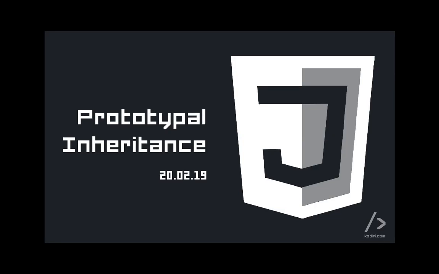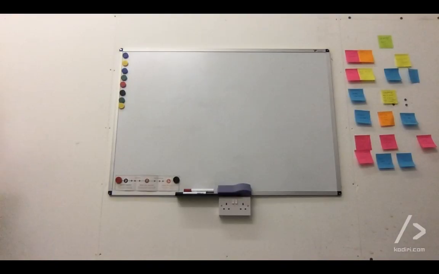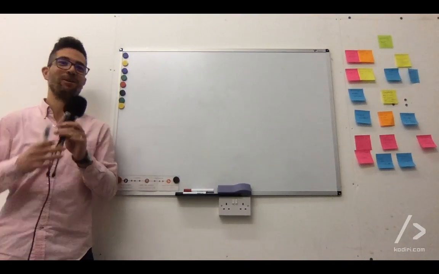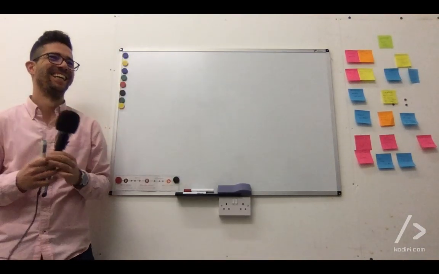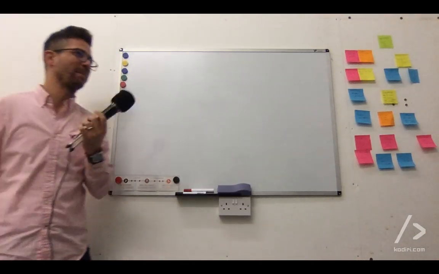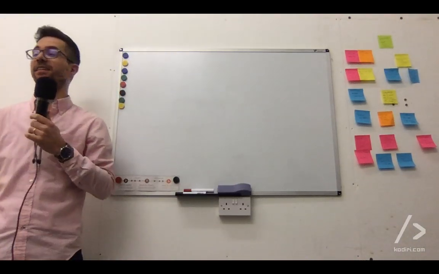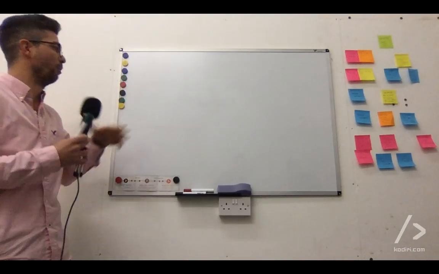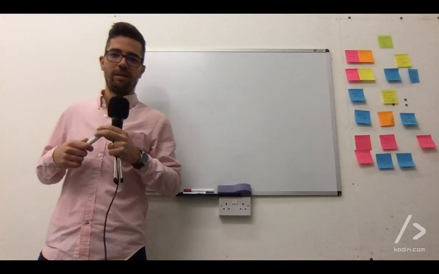Let's talk about prototypal inheritance. Does anyone know what prototypal inheritance means? I'm going to switch the camera at some point. Right. So prototypal inheritance is one of the most important aspects in JavaScript. It's the way the variables get resolved.